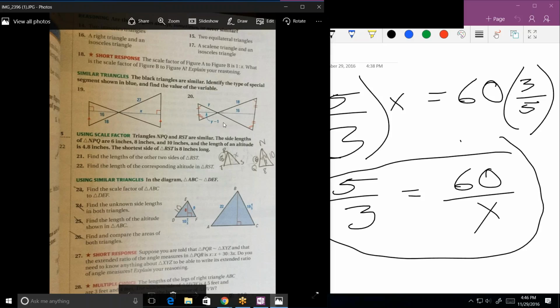Now let's look at 20. Let's see, did we answer everything? Yeah. Okay, let's look at 20. What's the blue line in 20? It's a median, right? Yes, because it goes from the vertex to the middle of the opposite side. And it's not bisecting that angle, even though it looks like those two angles are the same, but that's not what a median does. It does not bisect that angle. It bisects the side that it's connected to.